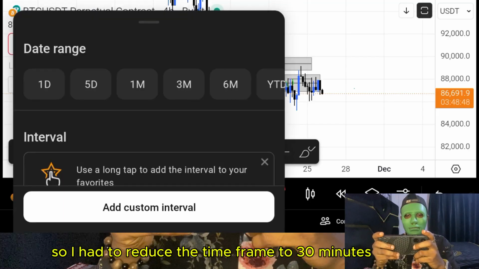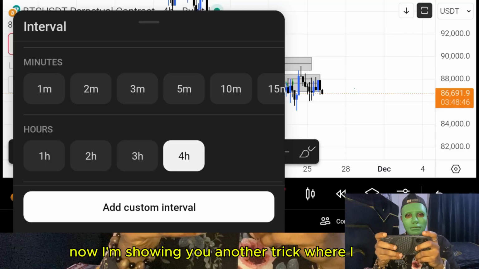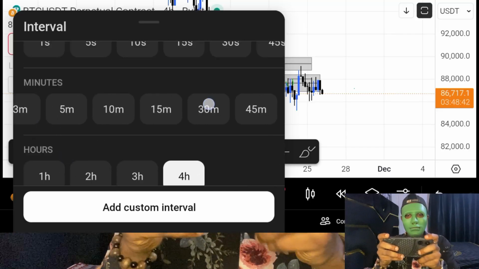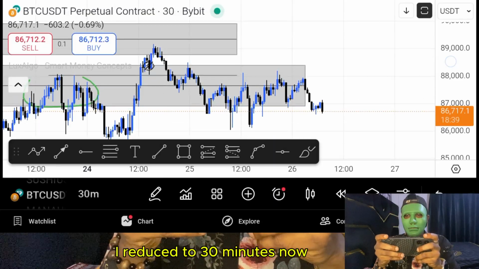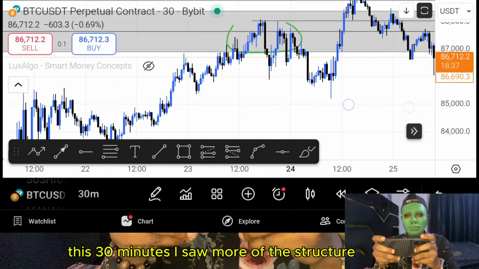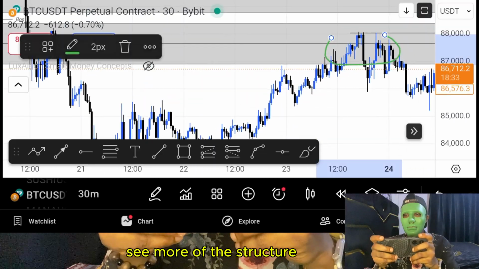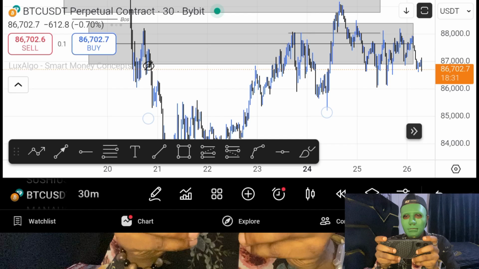So I had to reduce the time frame to 30 minutes. Now I'm showing you another trick, which made me take a double trade. I reduced to 30 minutes, and on this 30 minutes I saw more of the structure.